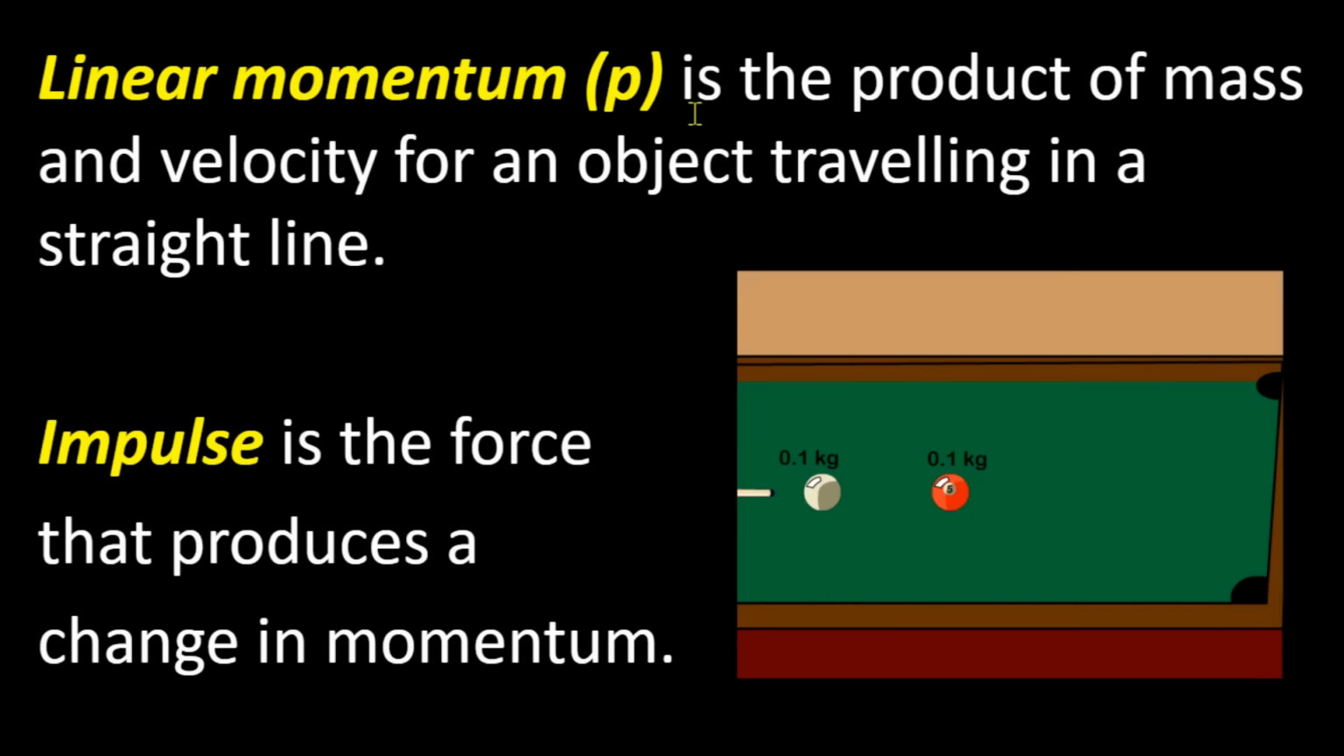Linear momentum P is the product of mass and velocity for an object traveling in a straight line. The impulse is the force that produces a change in momentum. On the diagram to the right, we can see the two pool balls are of the same mass, and the white ball imparts all of its momentum onto the red ball, causing it to move at the same velocity as before.